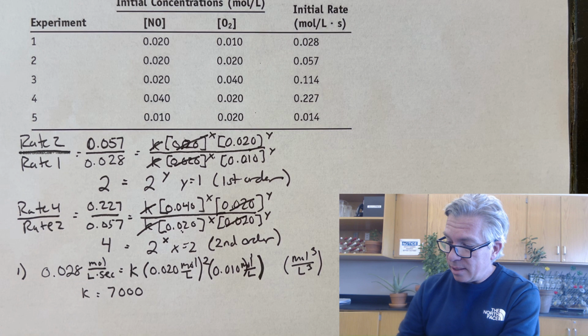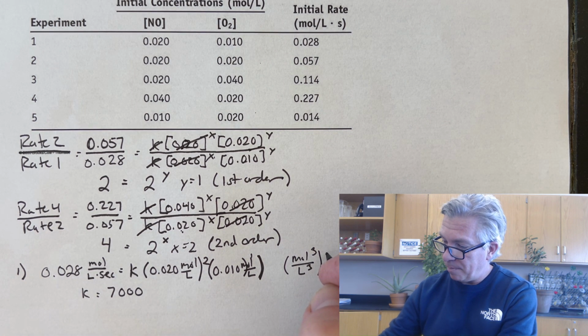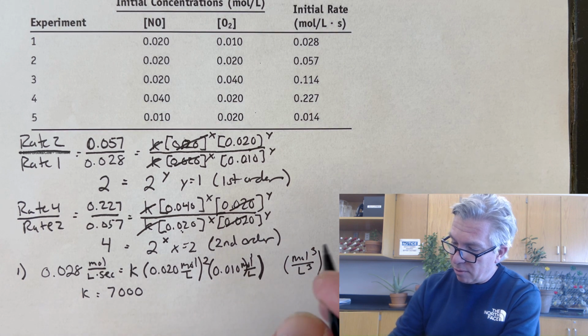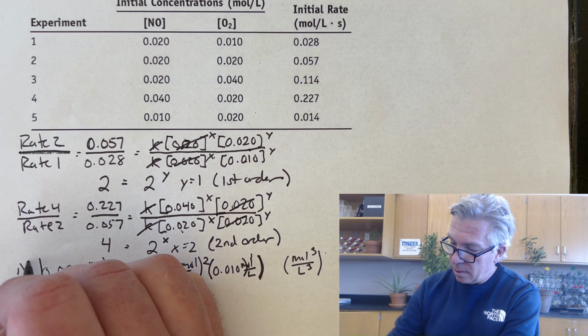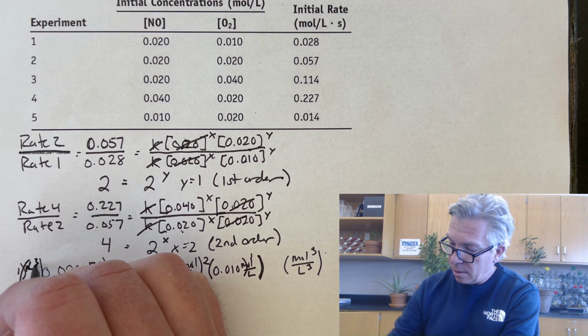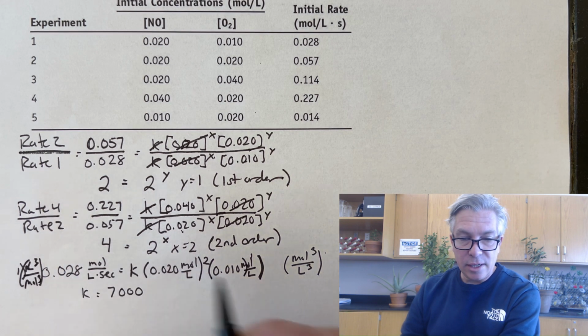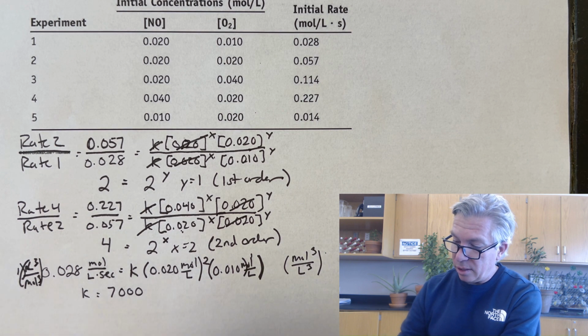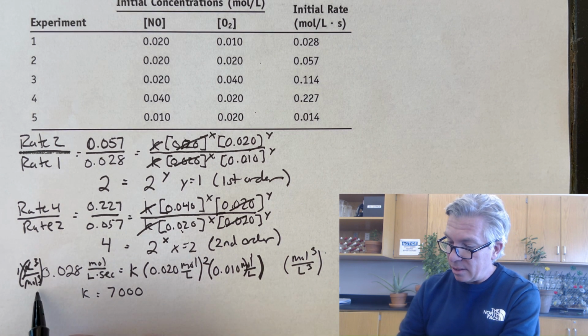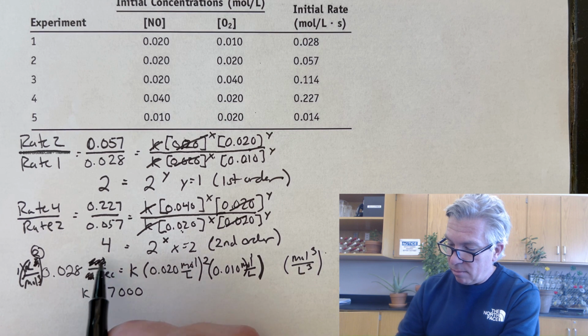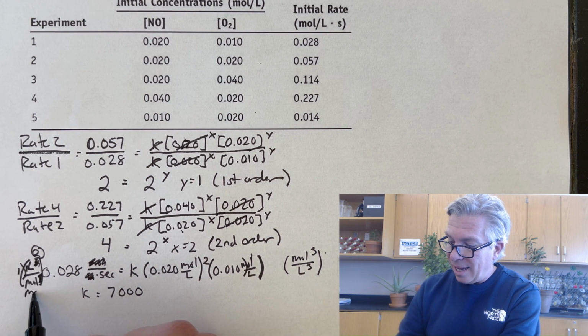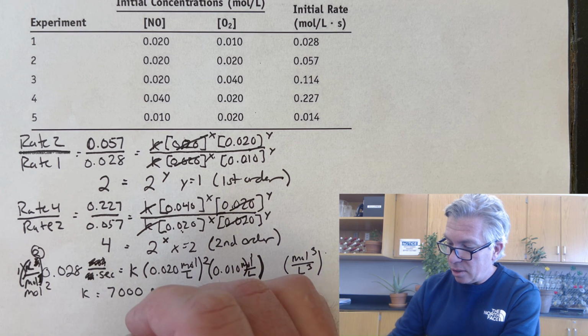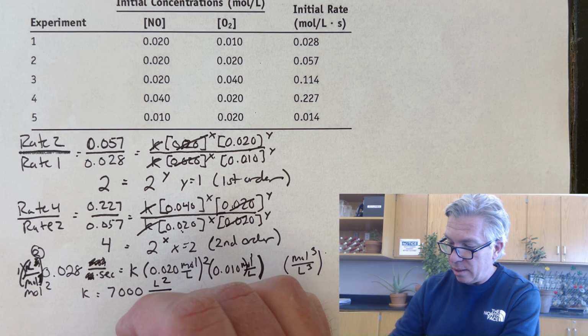Now, to get this side cleared off by itself and get k by itself, I'm actually going to have to multiply both sides by liters cubed over moles cubed. When you divide both sides by a fraction, you end up multiplying by its reciprocal, which is liters cubed over moles cubed. And in that case, one of the liters is going to cancel, leaving liters squared. One of the moles is going to cancel, leaving moles squared. And my remaining unit is liters squared over moles squared seconds.